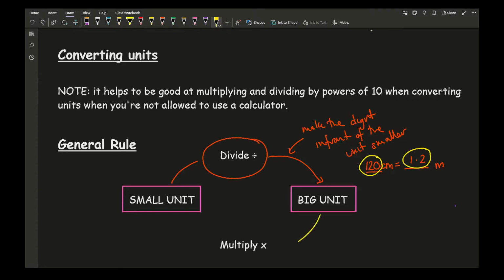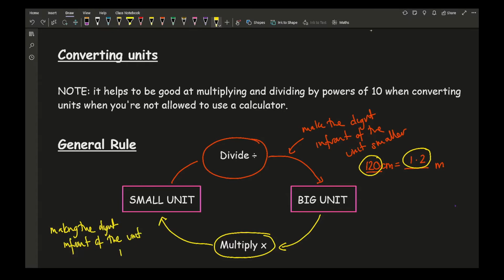Now in the reverse of that, if you're going from a big unit to a small unit, then you need to multiply. And in this, what you're doing is making the digit in front of the unit bigger. And again, for example, if I was going from 1.5 kilograms and I wanted to convert that into grams, so here I'm going from a big unit to a small unit, so that would be 1,500 grams.